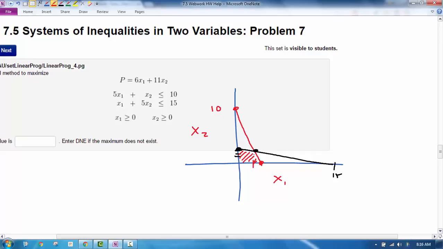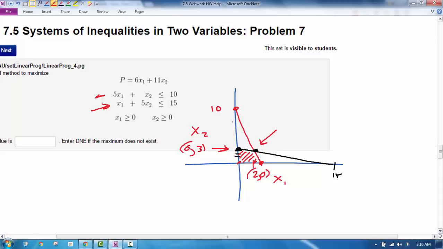I can try some points just to make sure. When you plug in (0, 0), it satisfies this one. And when you plug in (0, 0), it satisfies that one as well. So I'm shading below both those 2 lines because (0, 0) is a solution to both of them. So then I'm looking at this constraint region. My answers are going to be the intersection point there, this point, which is (0, 3), or this point, which is (2, 0). Those are going to be my options.